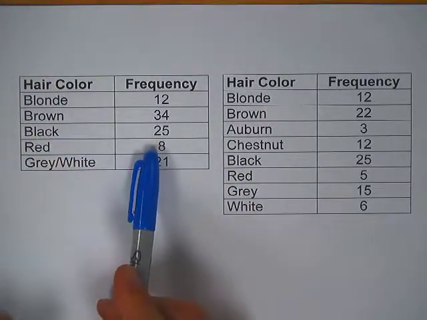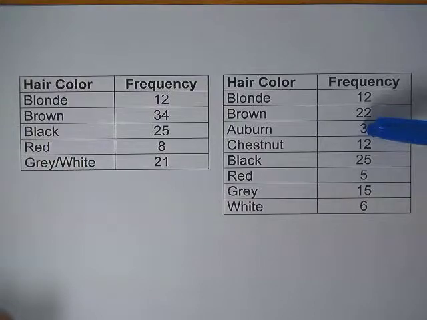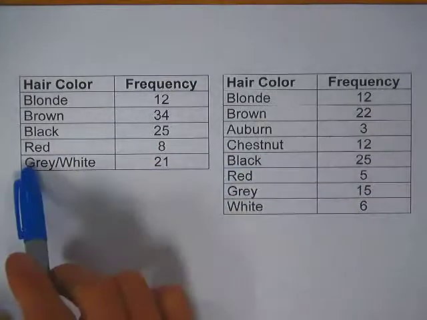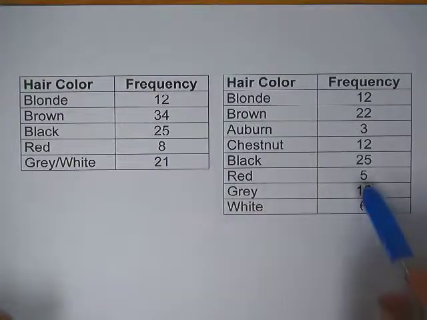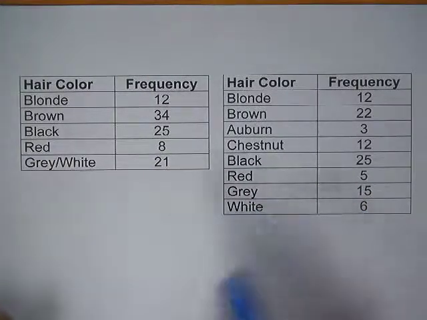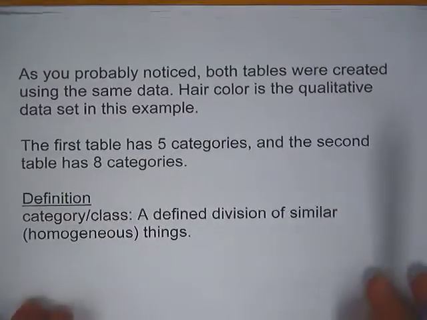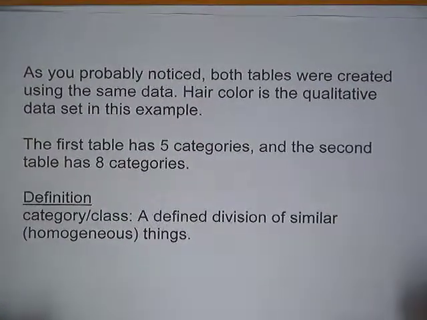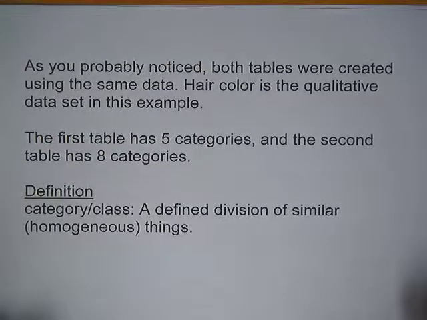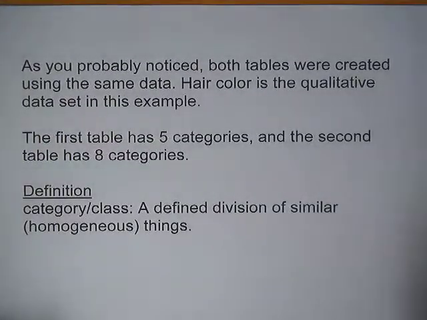Red was 8. Now if you take a look here, both auburn and red, those add up to 8. And then gray/white here, 21, split up into 15 and 6, gray and white. So the big difference there was the categories, or the classes.